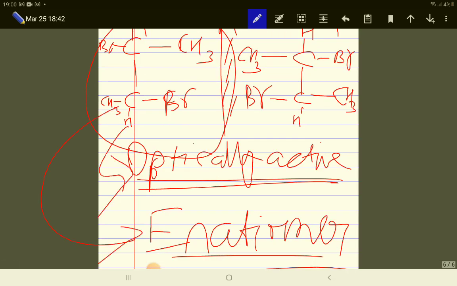So they may ask questions like these in exams to identify the compound which is having optical activity. They may give the reaction and ask you to determine whether this shows optical activity or not, or whether it has some enantiomer with respect to it or not.